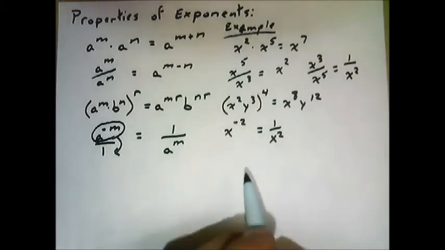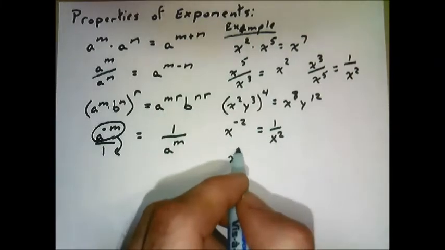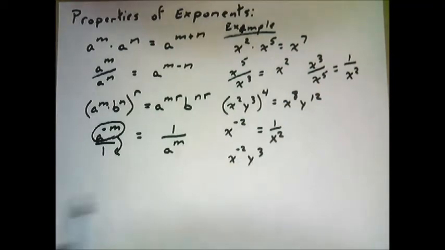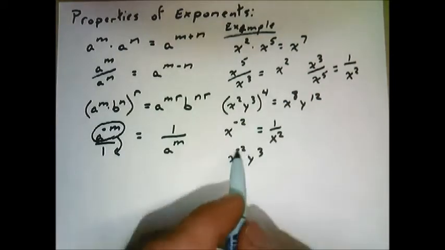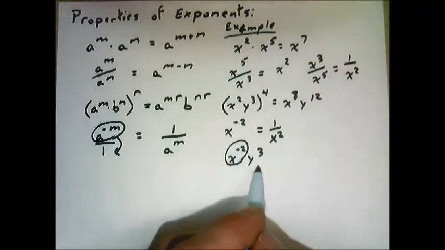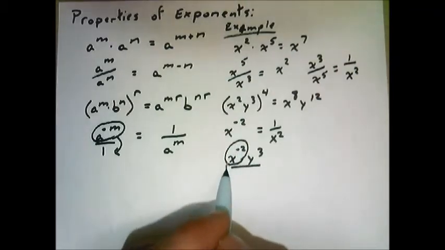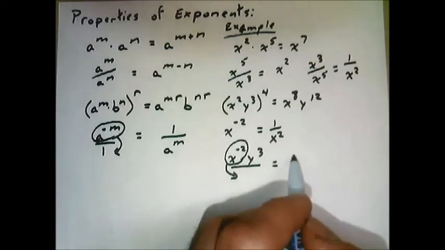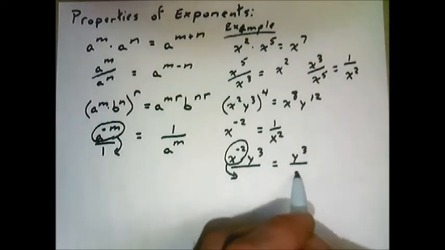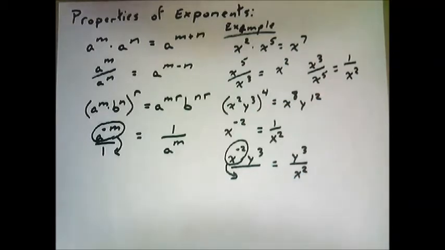Now if I had, say, x to the negative second and a y to the positive third, in this case, I'm only going to move the x to the negative second to the bottom. So I'm going to make this a fraction, and it's going to go to the bottom. So to simplify this, we're going to have y to the third over x squared.